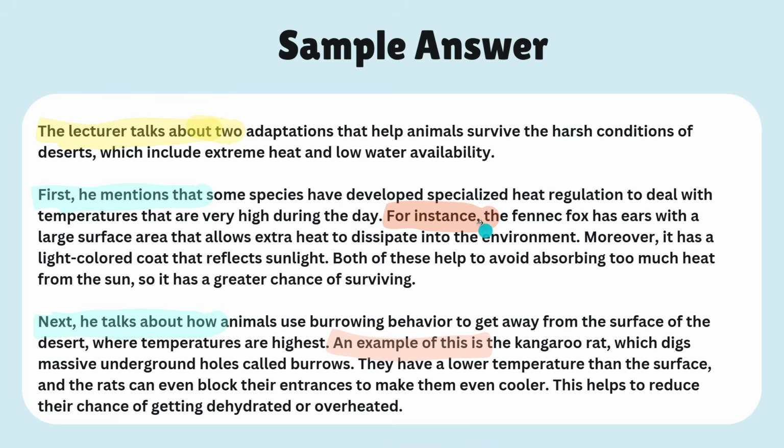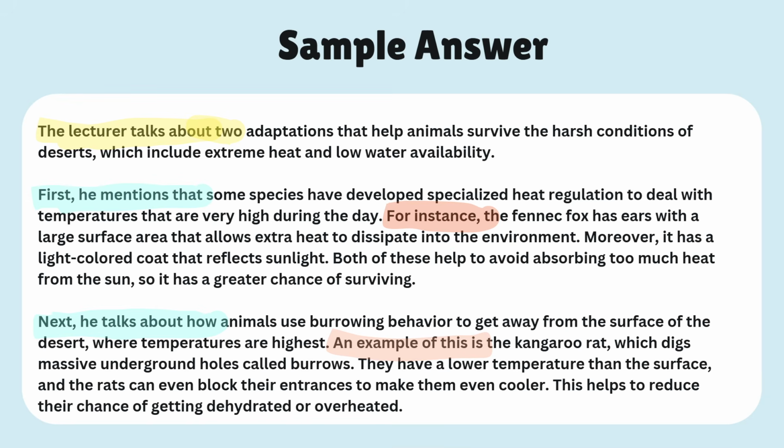And then I summarize the example. For instance, the fennec fox has ears, blah, blah, blah, dissipate heat, blah, blah. So I've mentioned the thing and then the example. And then I go on to the next thing. Next, he talks about how animals use burrowing behavior to get away from the surface of the desert where temperatures are highest. An example of this is the kangaroo rat, which digs massive underground holes called burrows, blah, blah, blah.